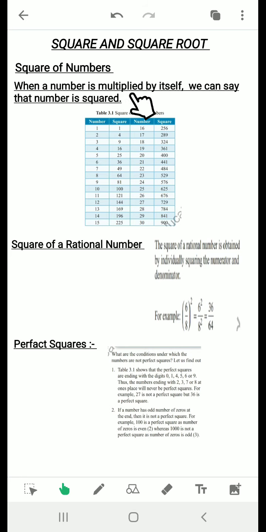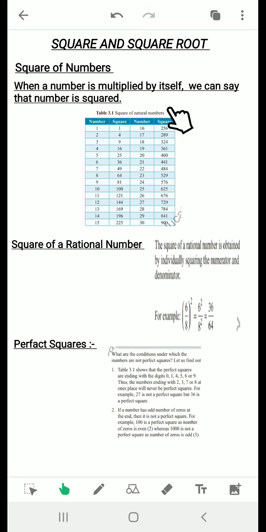When a number is multiplied by itself, we can say that number is squared. Number multiplied by itself means the square of 5 will be 5 multiply 5. Square of 6 will be 6 multiply 6. 7, then 7 multiply 7.